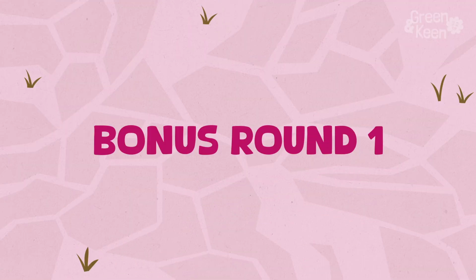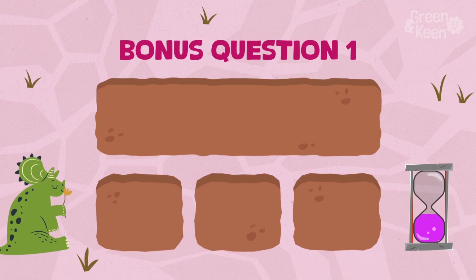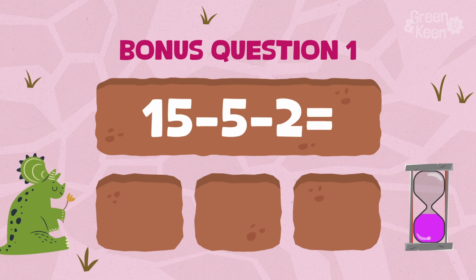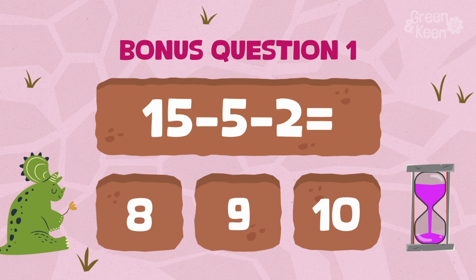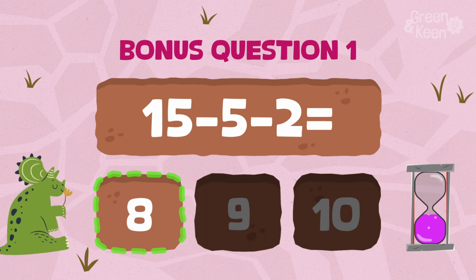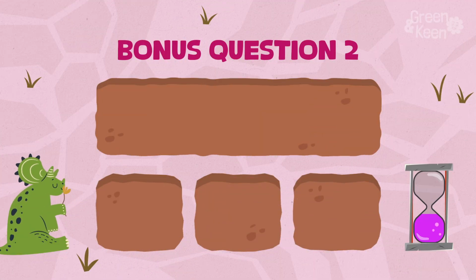Get ready for bonus round. Bonus question number 1. 15 minus 5 minus 2 equals... The answer is 8.